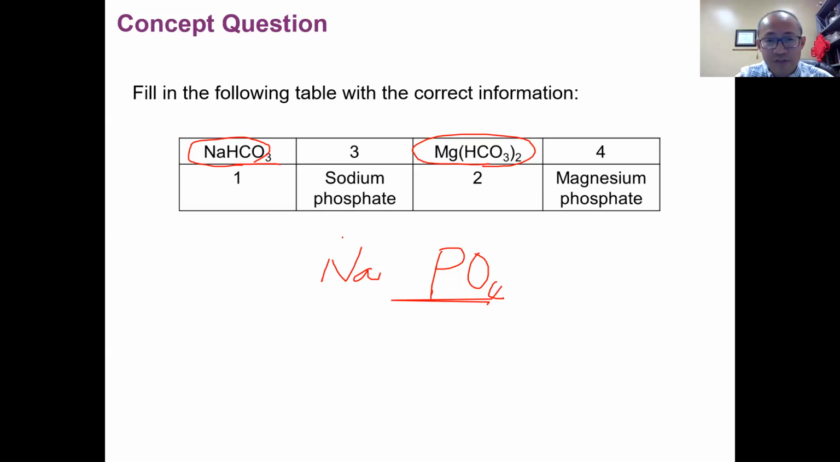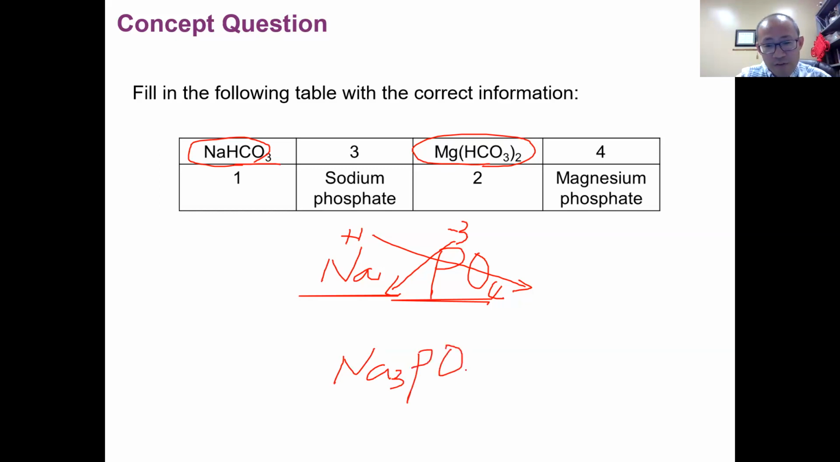Then we put the charges: the sodium charge is 1+, the phosphate charge is 3-. The charge of the phosphate becomes the subscript of sodium, and the charge of sodium becomes the subscript of phosphate. So the formula is Na3PO4. No parentheses, because the subscript of phosphate is 1. That's the formula for sodium phosphate.